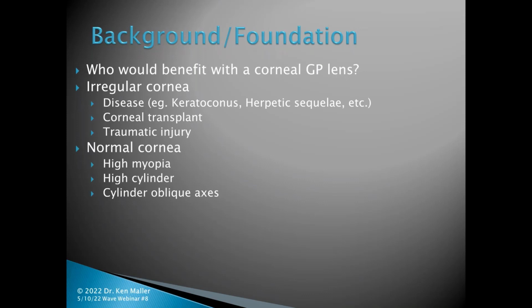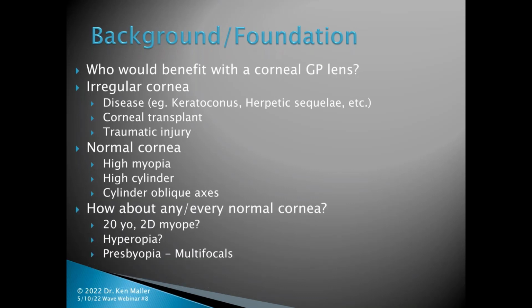What about normal corneas? Well, the only ones who tend to really end up in corneal GP lenses that have normal corneas, they have high myopia, high cylinder, or possibly the cylinder is at oblique axes. And that's certainly a place where soft torics have a very, very difficult time performing solidly for the patients. But how about any or every normal cornea that walks into your chair? The 20-year-old two-diopter myope, for instance, who has nothing wrong with them. Would that person be someone that would benefit from a corneal GP lens? I would argue yes, that they would.